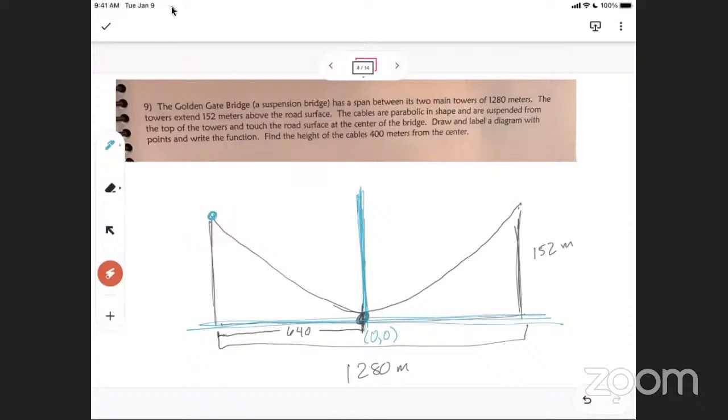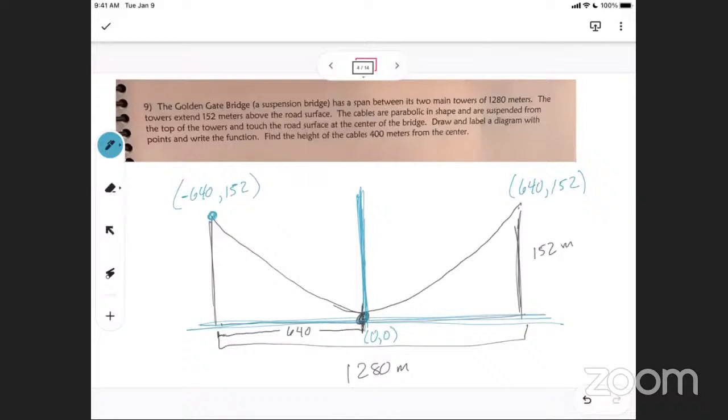What would this point up here be? That point would be 640 and then comma 152. Close. It wouldn't be positive 640, it'd be negative 640. And the one on the right would be positive 640 and then 152. And this point down here would be 0, 0.